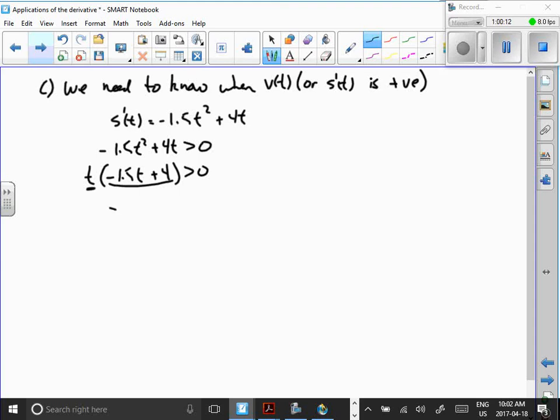So we want to know when negative 1.5 t plus 4 is greater than 0, or when negative 1.5 t is greater than negative 4.